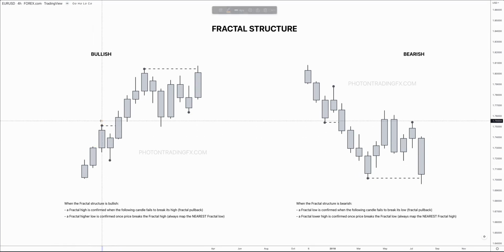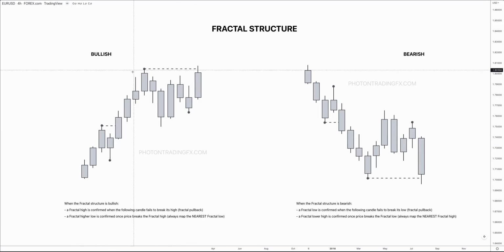How we then define and look for where that fractal high is, we can draw it out and draw the line across when we want to define the current active fractal high. We have to wait for the first candle to fail to break its high, because that essentially means we get a fractal pullback.